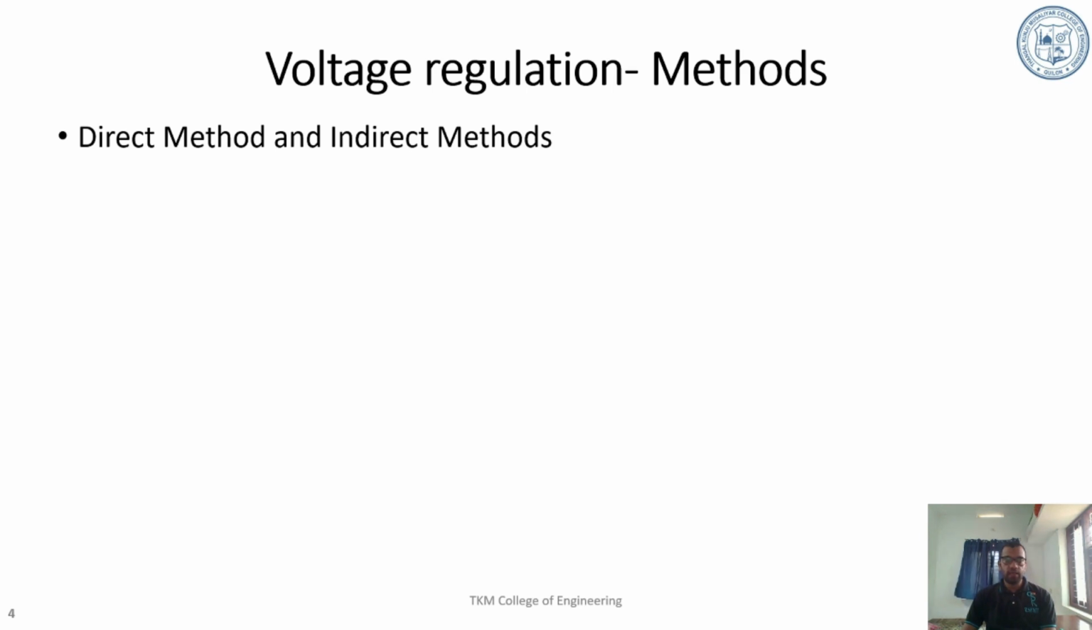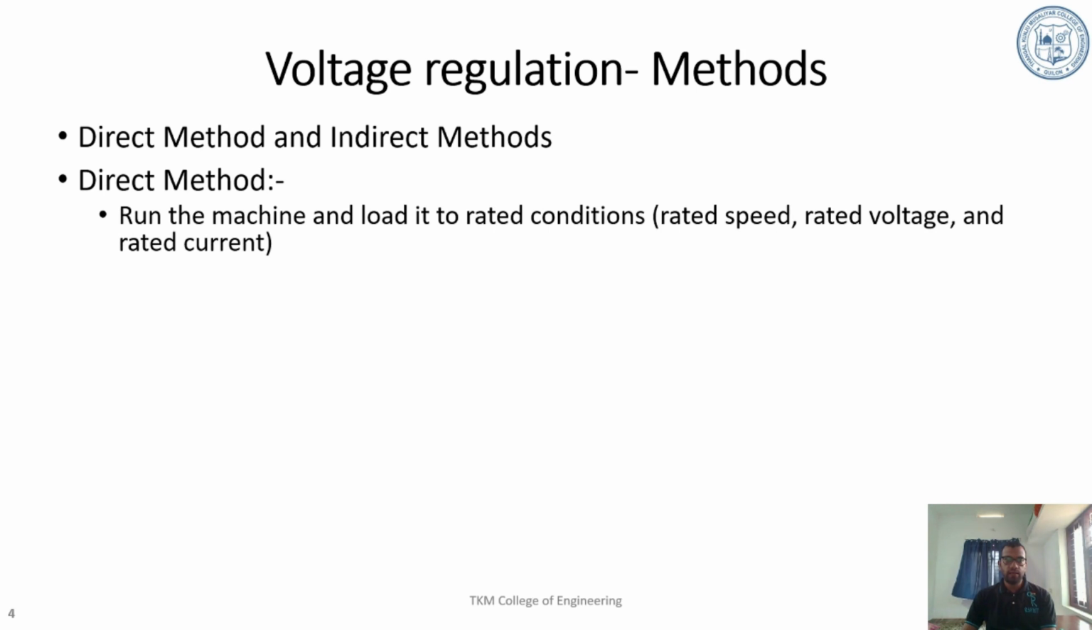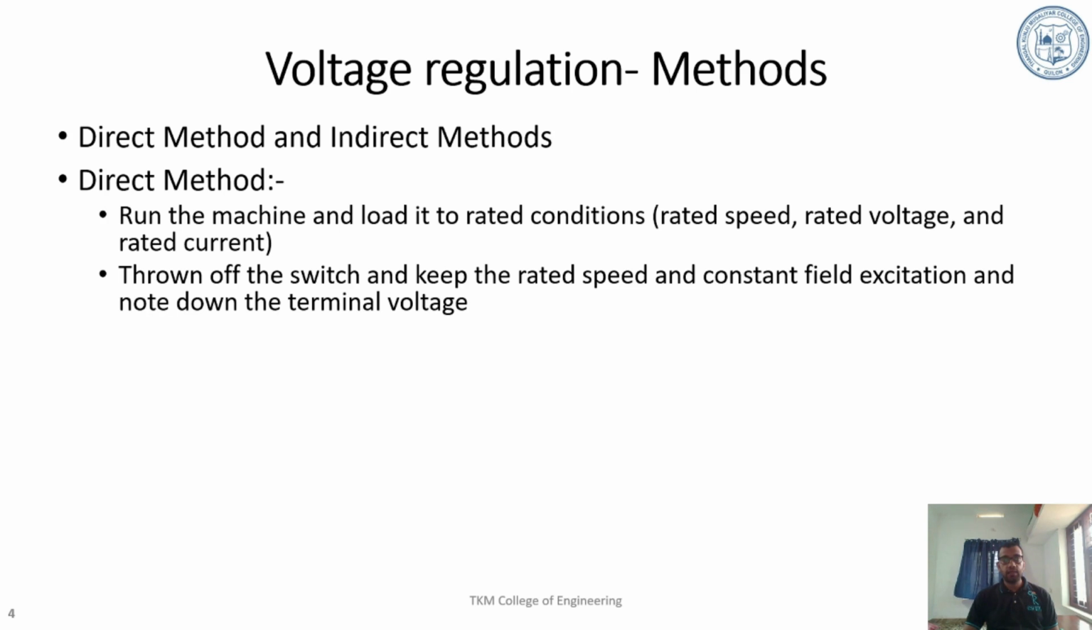In the direct method, we run the machine at its rated condition, that means we run the machine at synchronous speed, generate rated voltage and deliver rated current. After that, we measure the voltage that gives rated voltage V. Then, without altering the field excitation, we turn off the load switch. Ultimately, speed increases. We need to maintain speed by adjusting the field of the prime mover motor. Then, we measure the terminal voltage under this condition that gives E0. Once we get E0 and V, we can calculate voltage regulation.